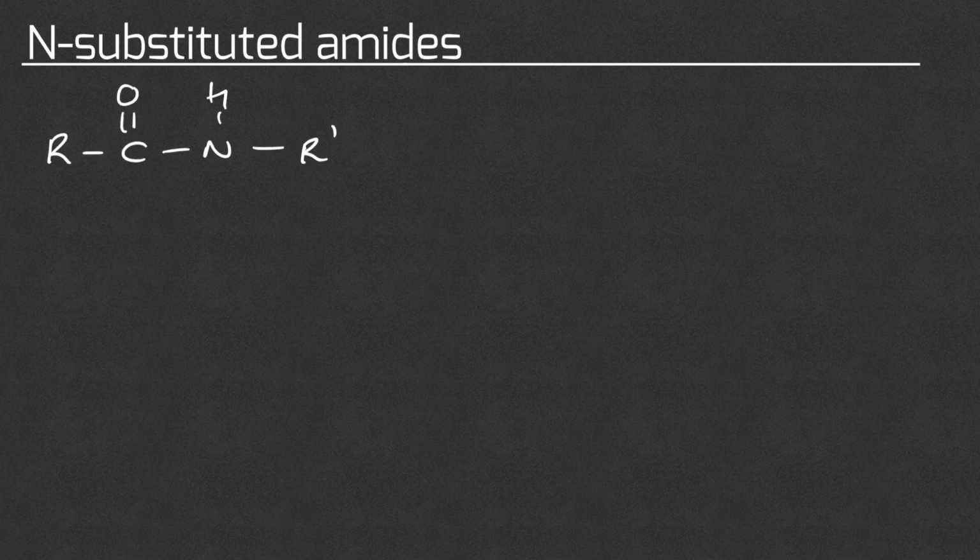N-substituted amides are quite similar to esters. They both have a carbon with an oxygen double bonded, whereas an ester would have an oxygen, then the alkyl chain. An N-substituted amide has the amide group, and then an alkyl chain. They're named in a similar way to esters. We'll look at that in a moment. The naming format would be N with whatever the alkyl group is, amide.